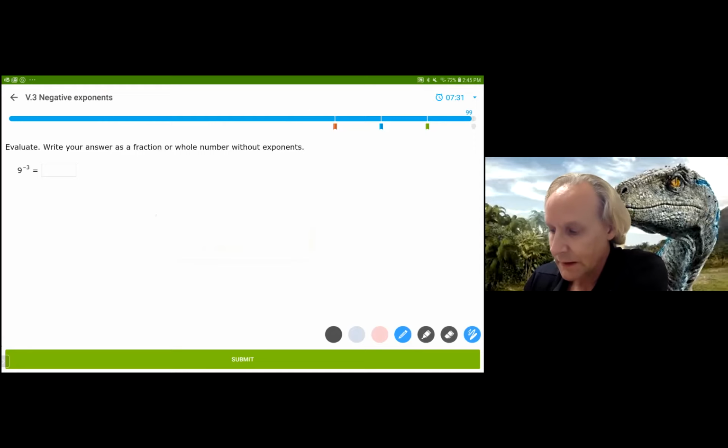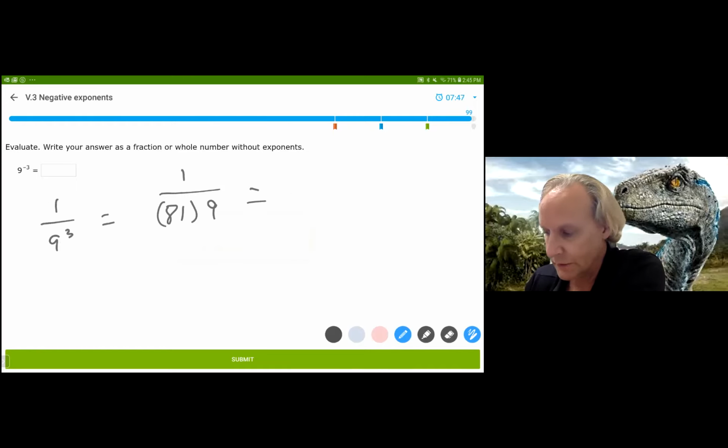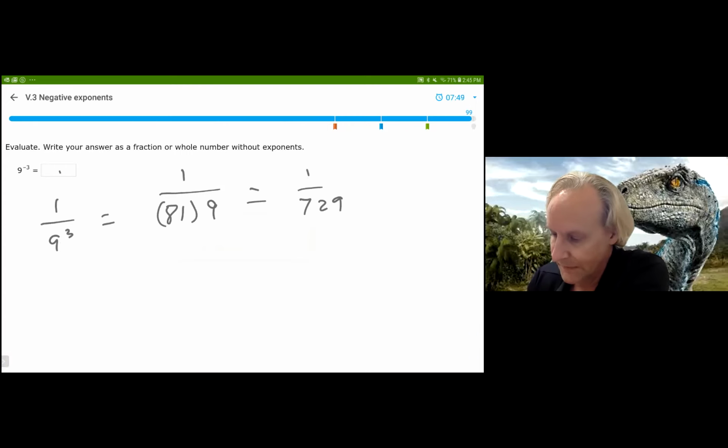Okay, 81 is 729, isn't it? 81 times 9. And it's under 1, of course. We moved it across the division line and changed the sign. And we're talking about 1 over 729. And we're done.